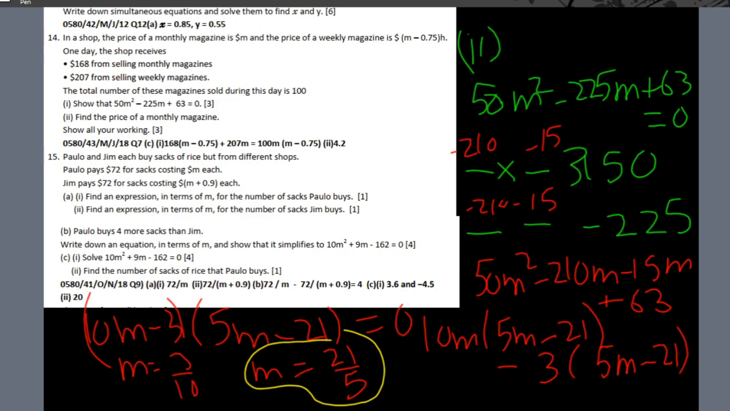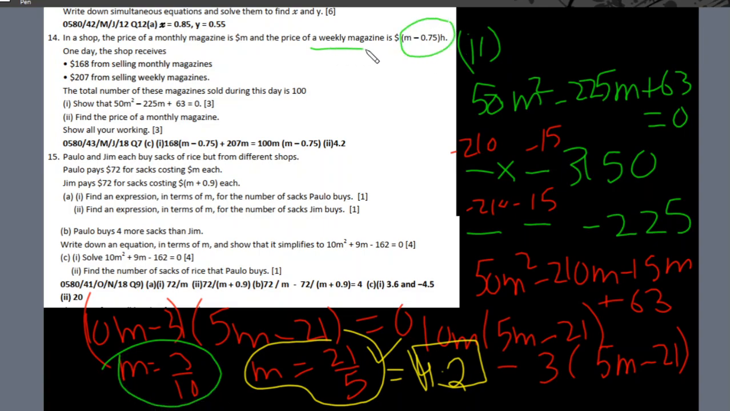Okay, so we will only be accepting this value, which is the final answer 4.2, and not 3 by 10. Why is that? Because 3 over 10 is 0.3, which will make this a negative value, and the price of a magazine cannot be negative. So 0.3 minus 0.75 is a negative value, so we'll be discarding this and accepting 4.2 as our final answer. Okay, question 15.